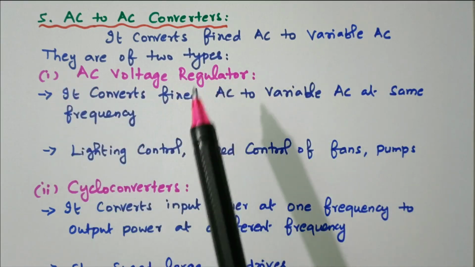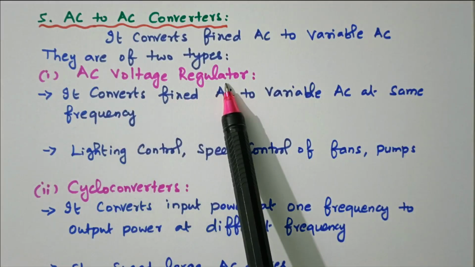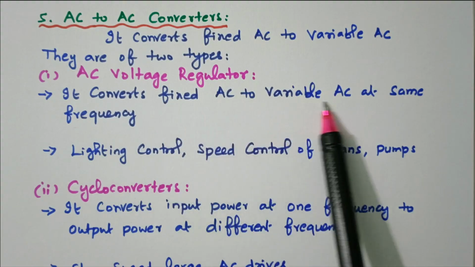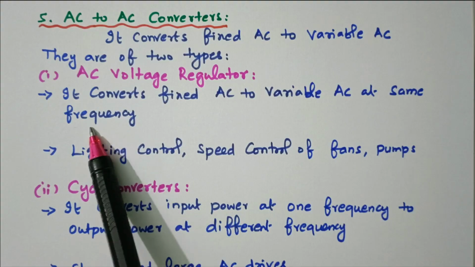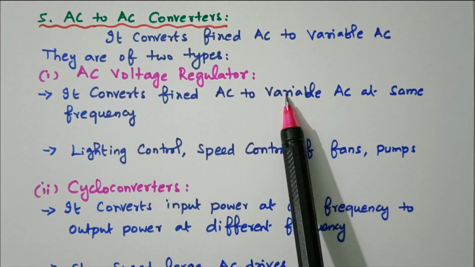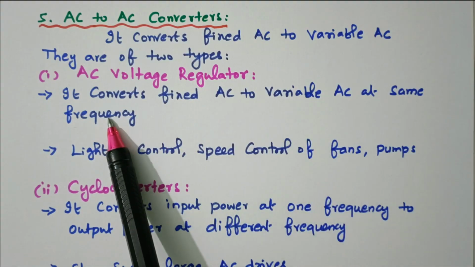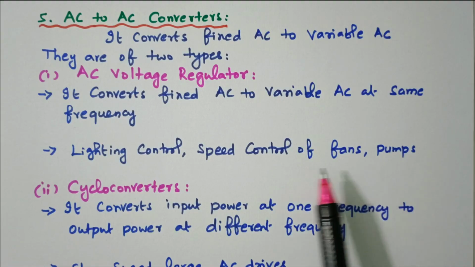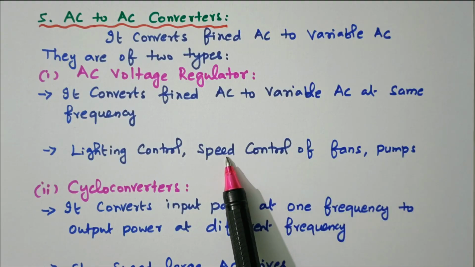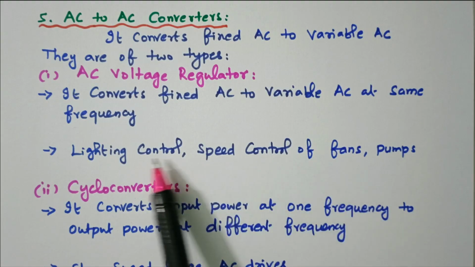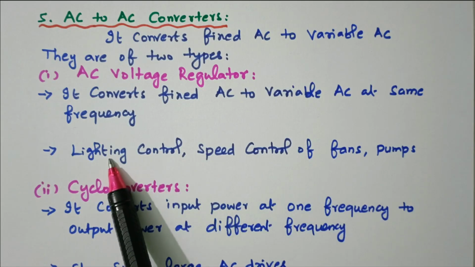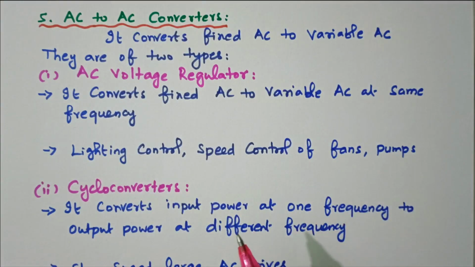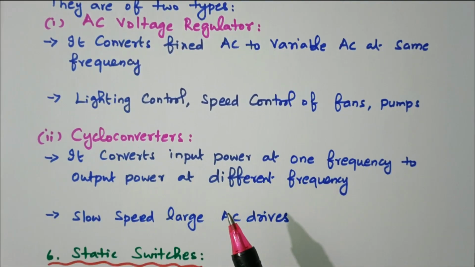In that, two types are available. The AC voltage regulator deals with magnitude. It converts fixed AC into variable AC at the same frequency. Only magnitude is varied. Frequency is kept constant. Applications are lighting control, speed control of fan, pump. Because here we are varying the magnitude, we can vary the speed of the fan. And for lighting, we can make it dimmer or brighter. And pumps.